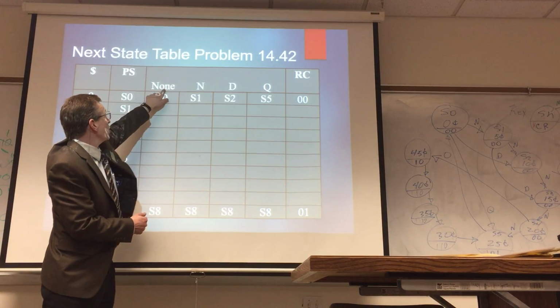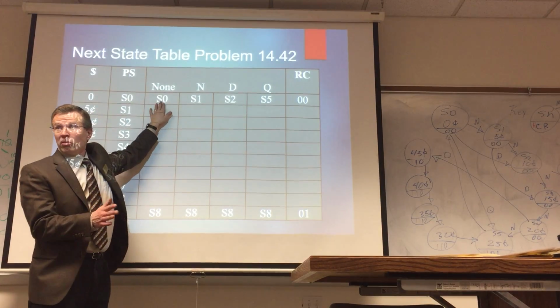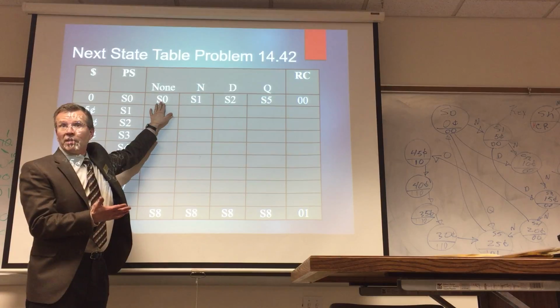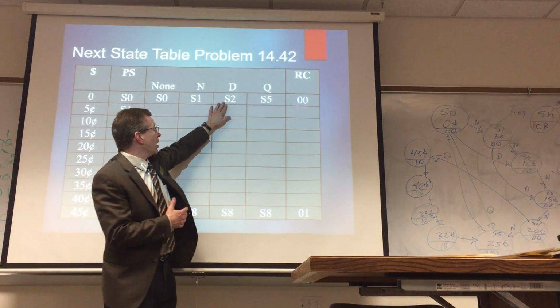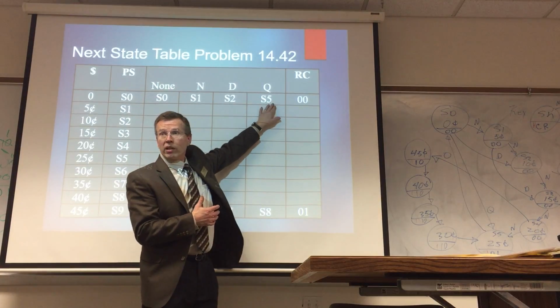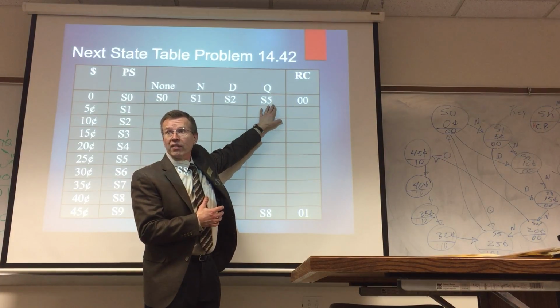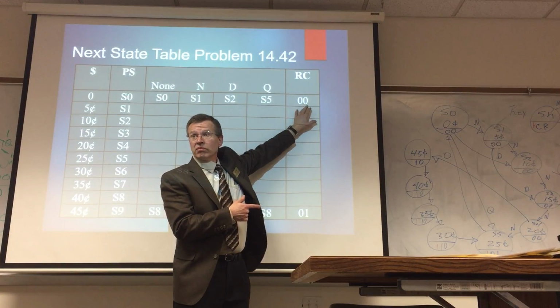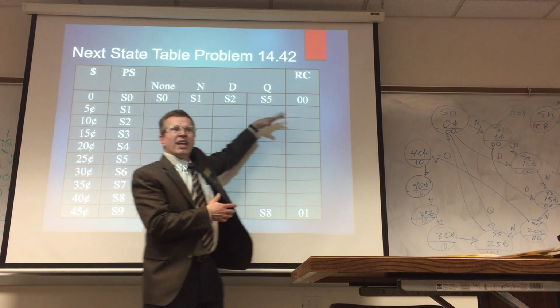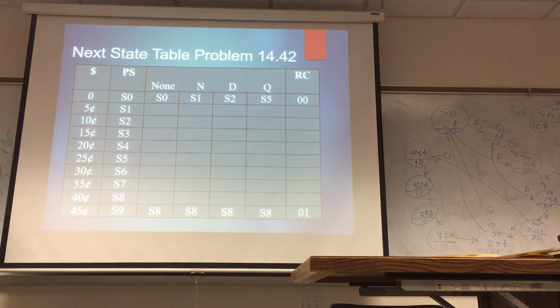But if we don't do anything, if nothing comes in, we just stay there, right? But if I get a nickel, I go to S1. If I get a dime, I go to S2, and if I get a quarter, I go to S5. You see that? And what do I output in state 0? 0, 0. So it's a little bit different format. It is kind of more of a short, fat table, but it'll be handy for us. The answer's not in the back of the book, but fill that in and you'll get the problem.